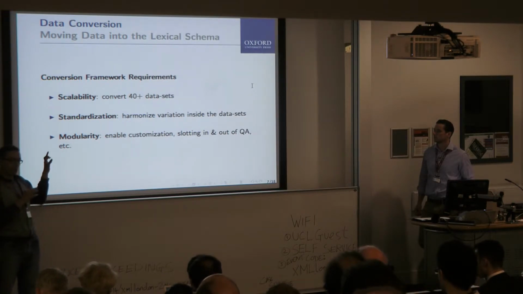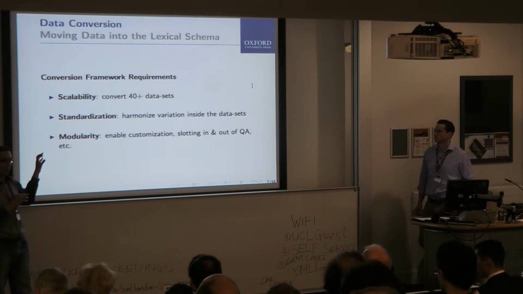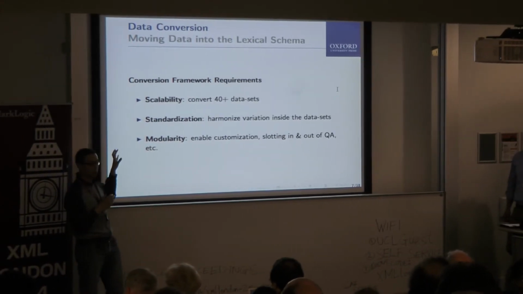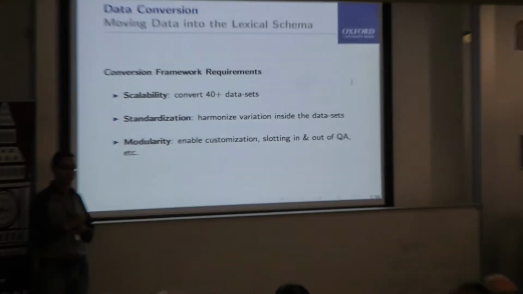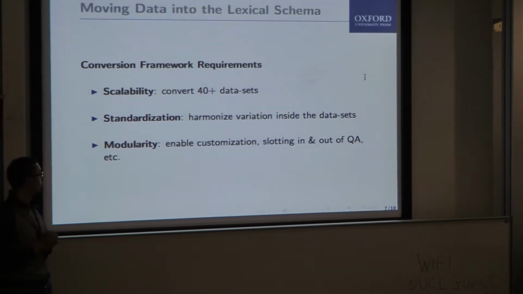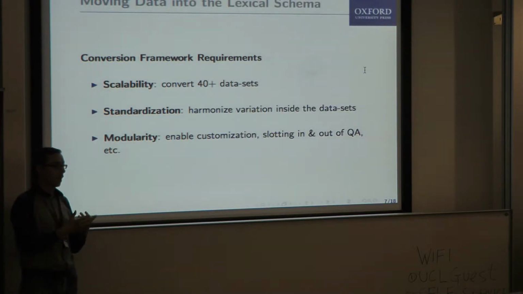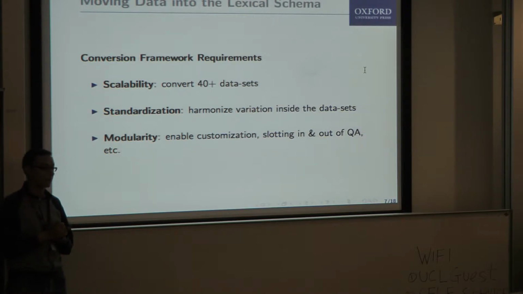I'll show you where this standardization step fits then in the conversion process. But this was also one of the big business requirements we had: to harmonize variation. And then another thing which is important from the very beginning is modularity. In order to answer quickly to customer requests, we need to be able to customize our data sets according to the needs of our customers, but also to our changing internal business processes.